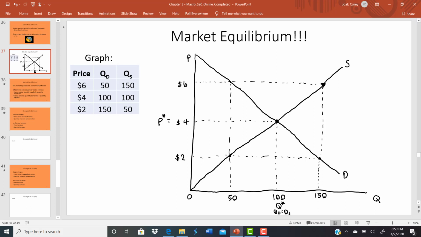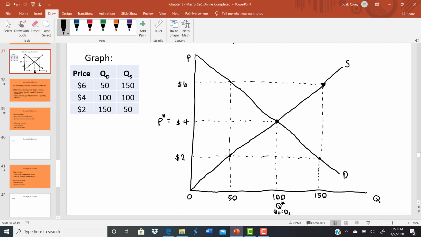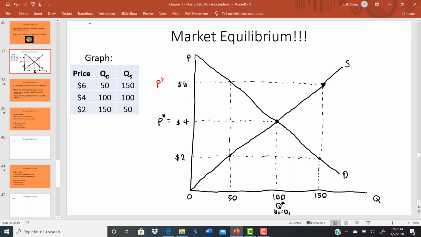If we have a price that is too high, we're going to do this in red. So if you have a price up here, call this P superscript H, which just represents a price that is too high. So let's say that the price is $6. Well, at this price of $6, where that hits that demand curve, remember that gives us the quantity demanded at that price. So that's going to be our quantity demanded here. And where that same price hits the supply curve, that's going to give us the quantity supplied at that price. So this is going to be our quantity supplied here.